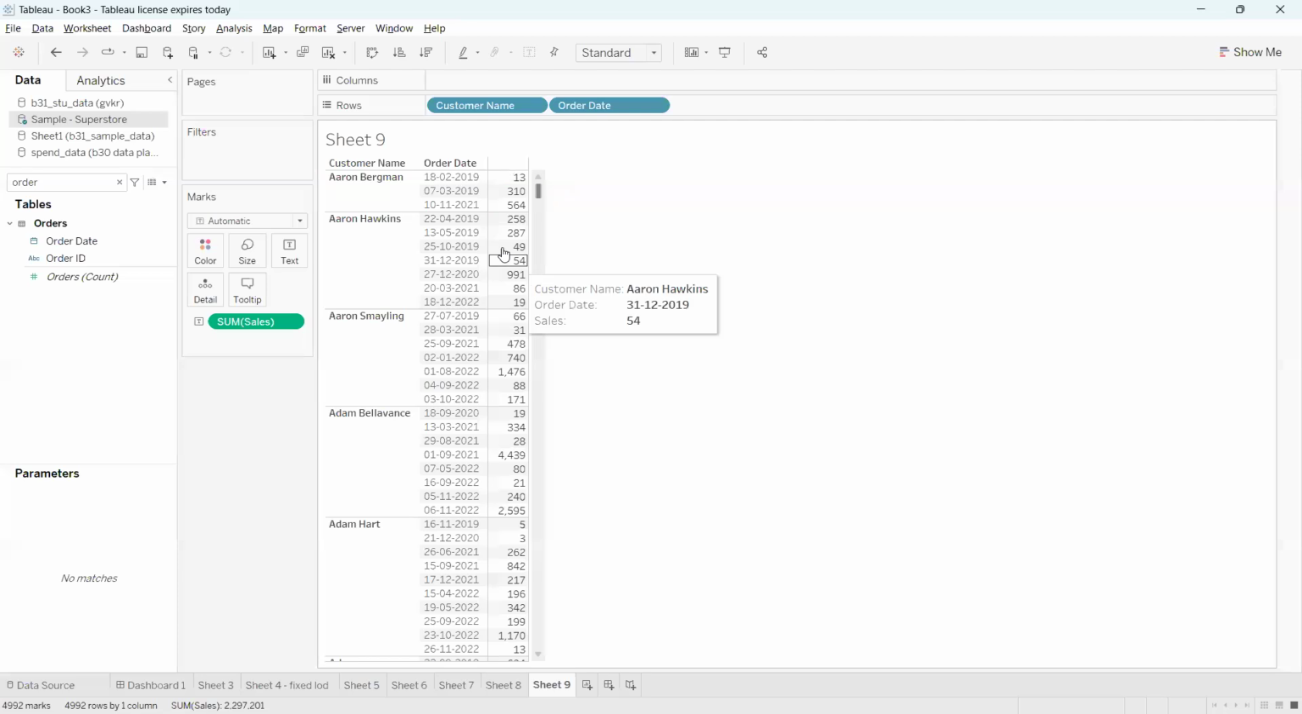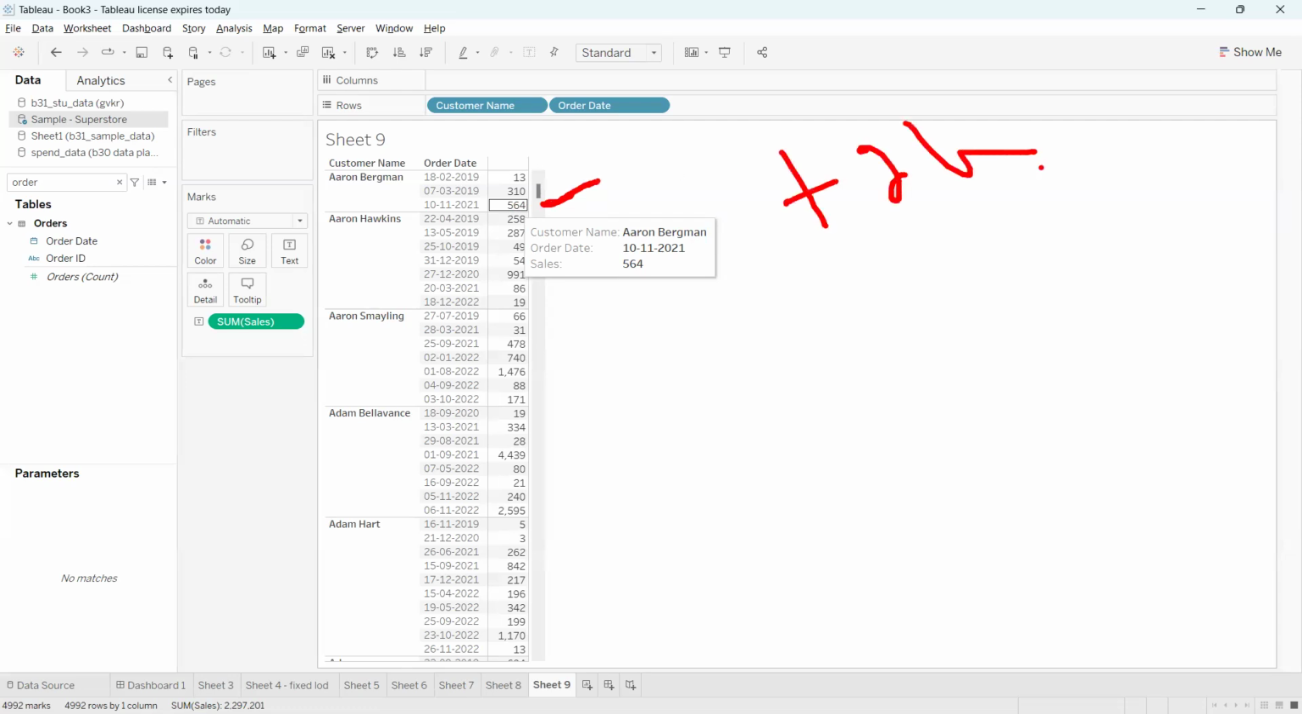Okay. Now, you see for this person, what is the latest date? This one. Corresponding to that, what is the amount I have? 564. I have to show this amount. My requirement here is two things I have to achieve. First thing, I want to show the latest order date sales. Second requirement is total sales.